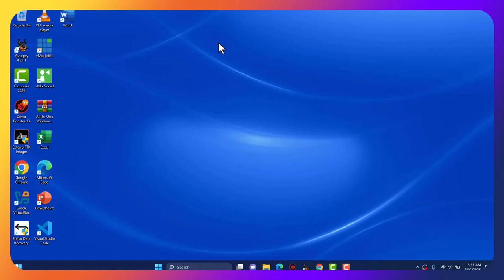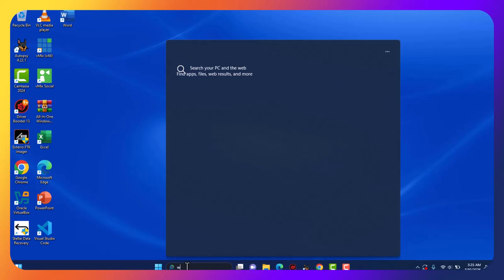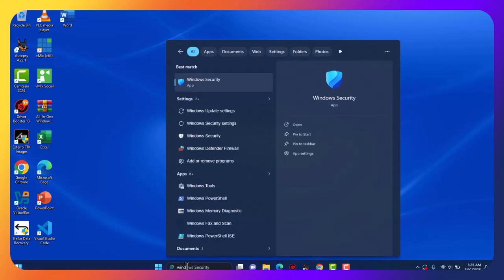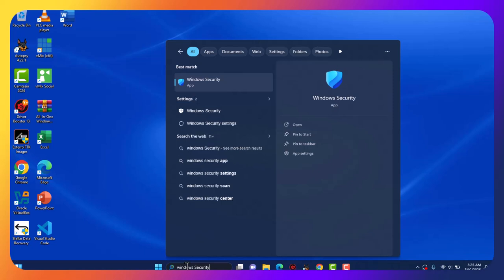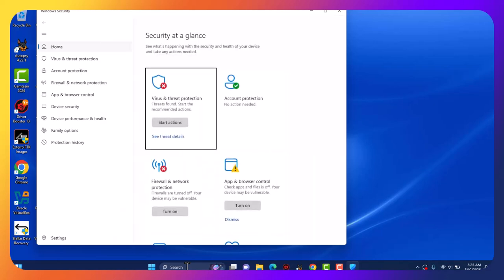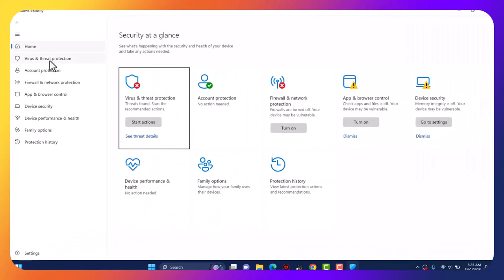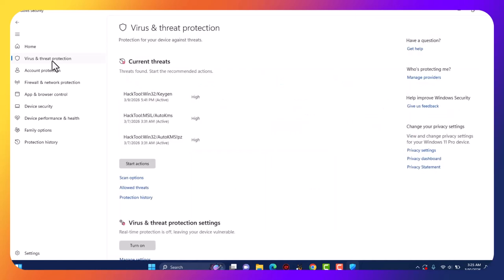The first thing is to go to your system antivirus. So what you need to do is to come to your Windows security, type Windows security in the search. When you type Windows security, click on virus and threat protection. Click on virus and threat protection. Do you get it right? Search for it.